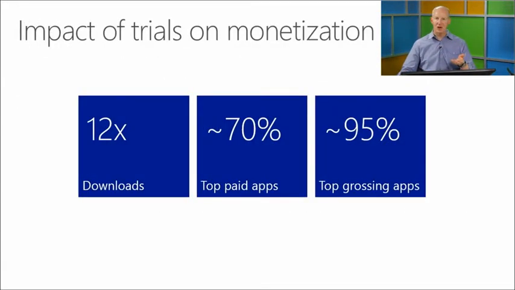So let's talk about the impact of trials before we go through that process. We learned looking at Windows Phone and Windows 8 that trials have a huge impact on the success of a publisher. On average, you'll see about 12 times as many downloads if you support a trial rather than just being an upfront fee app or a purchase-only app. And that results in seeing trial features in about 70% of the top paid apps and about 95% of the top grossing apps. So you can see this is a really, really strong story with regards to monetization.